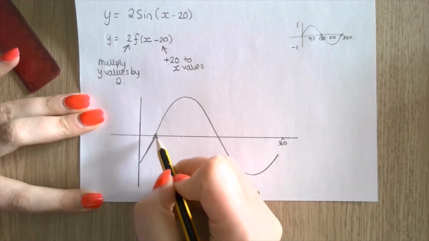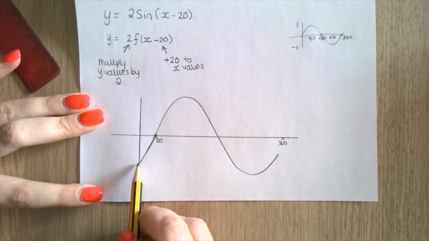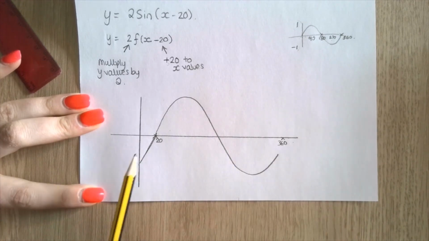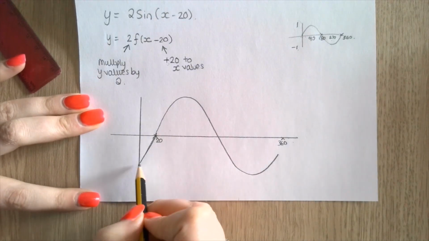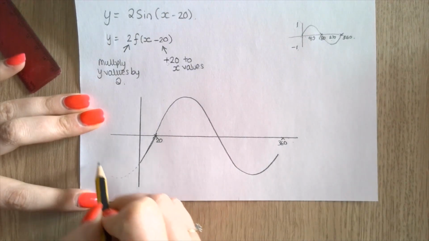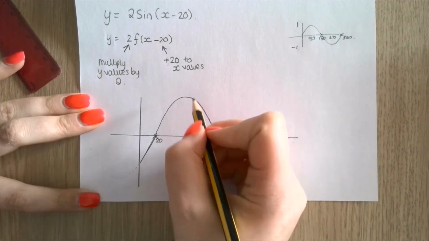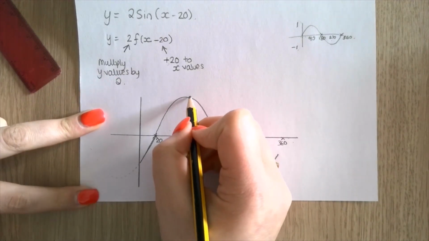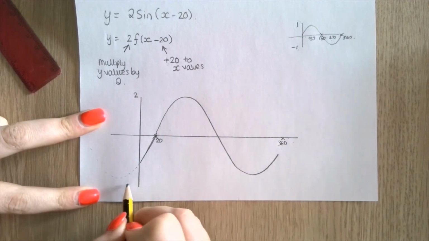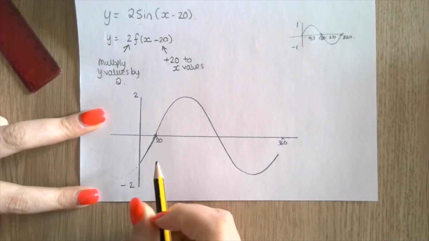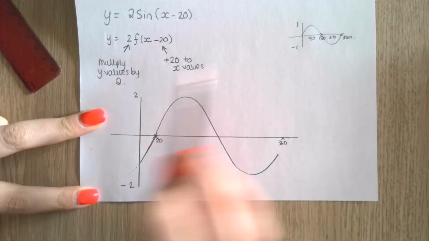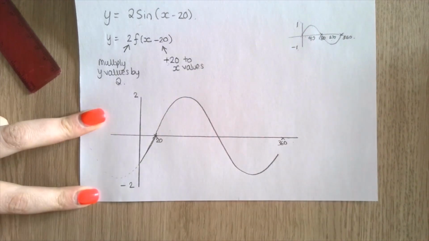We know that that's 20. We need to make sure that we're going between 0 and 360, which is why I've had to add on this bit. The reason I know it's going to be like that is because it will come and it will have the curve naturally going like that. So adding on the information that I need to have, I've got 2 as my maximum, minus 2 as my minimum, because I needed to multiply those y values by 2.